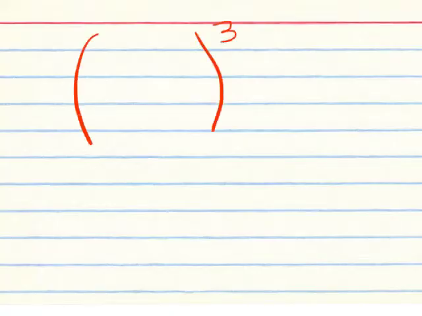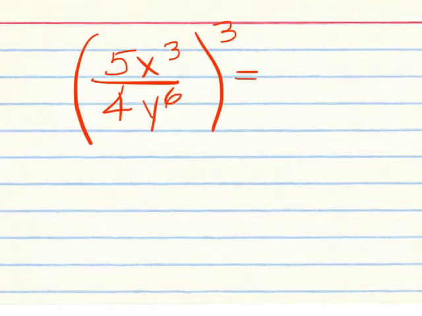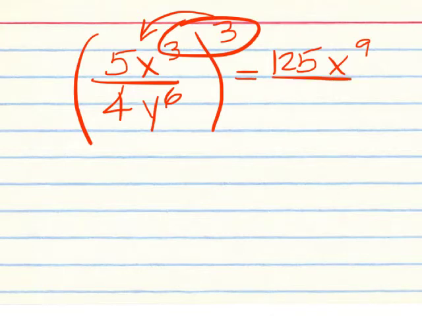The quantity cubed of 5x to the third over 4y to the sixth. Distribute that third power to the 5. Makes it 5 to the third. What is 5 to the third power? 125. And then x to the third power would be what? X to the ninth. You multiply the exponents. On the bottom, 4 to the third power. Raise 4 to that third power and get what?